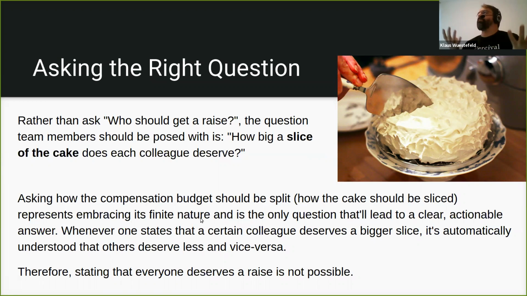We don't have infinite money. We have a budget, we have a bonus we have to share. So asking this question, how should we split this cake, is the only question that will lead to a clear, actionable answer. Whenever one states that a certain colleague deserves a bigger slice, it's automatically understood that the others deserve less and vice versa. Therefore, stating that everyone deserves a raise is simply not possible.